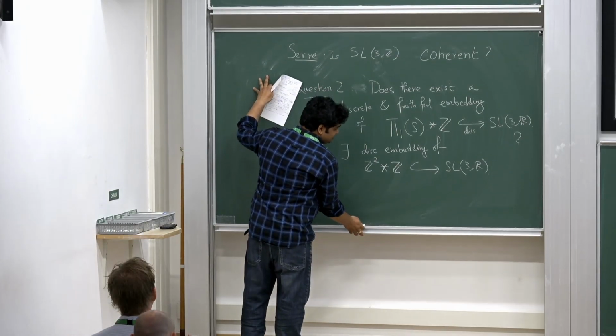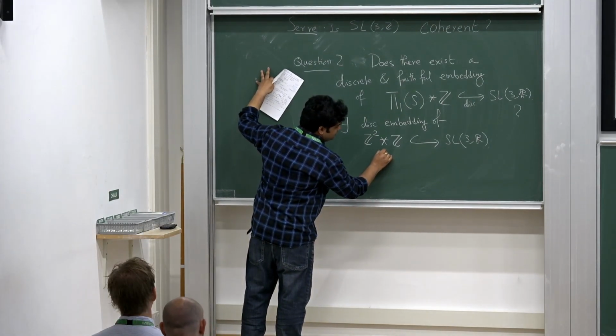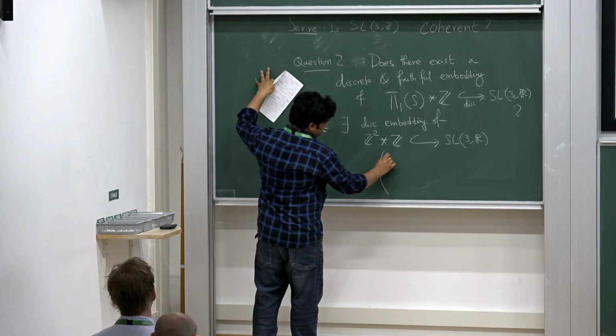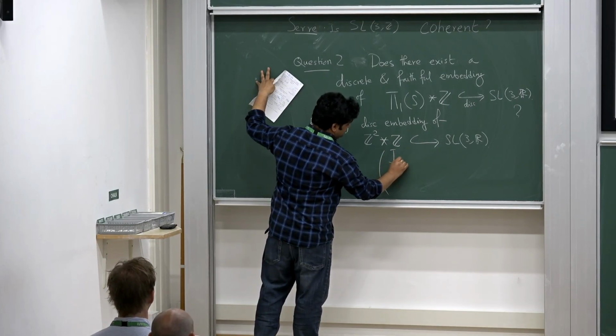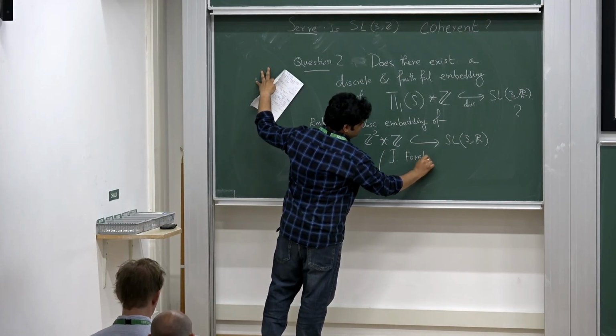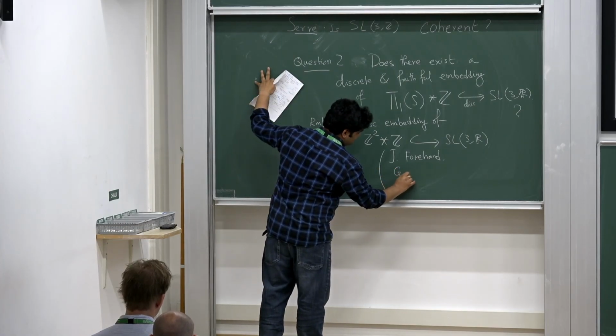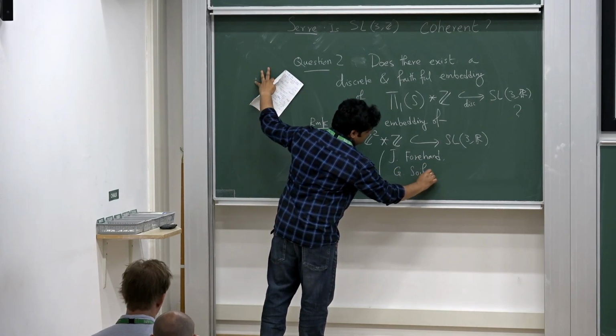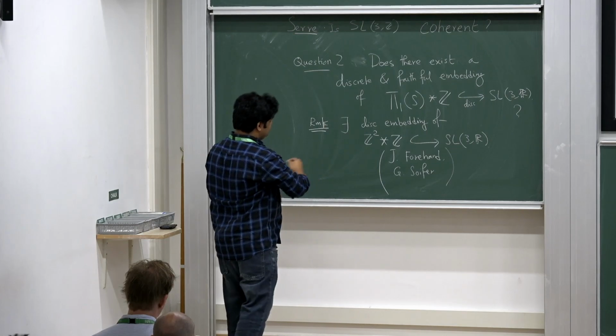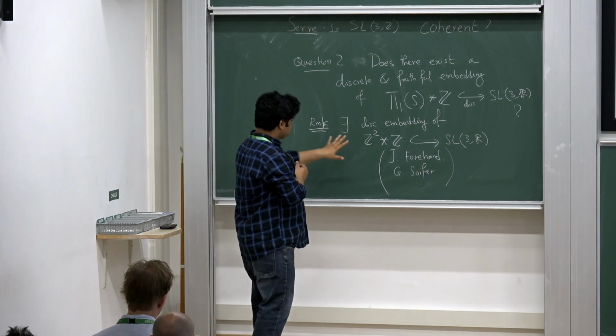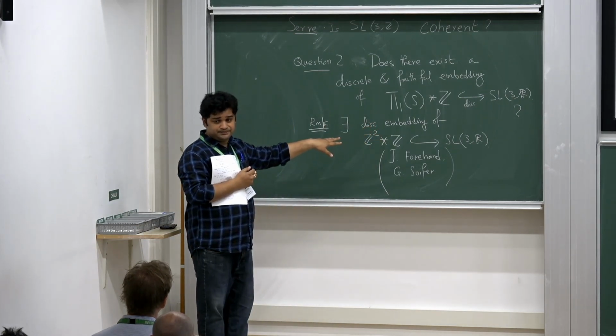And these examples were constructed by one of Misha's former students, James Forehand, and it was also found by Soifer.